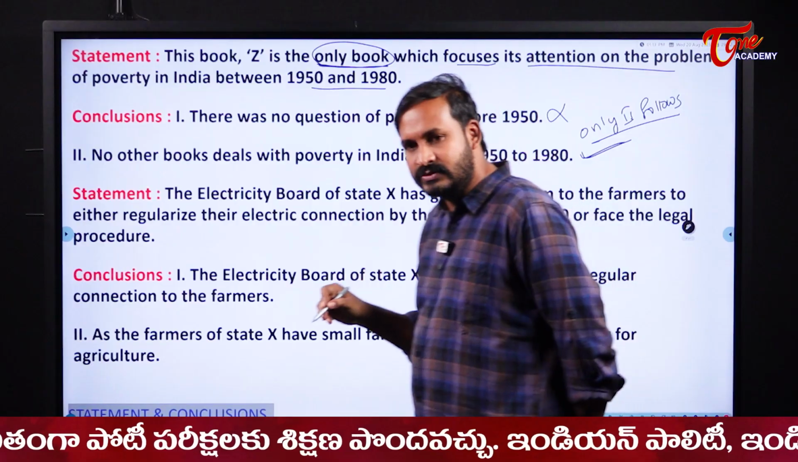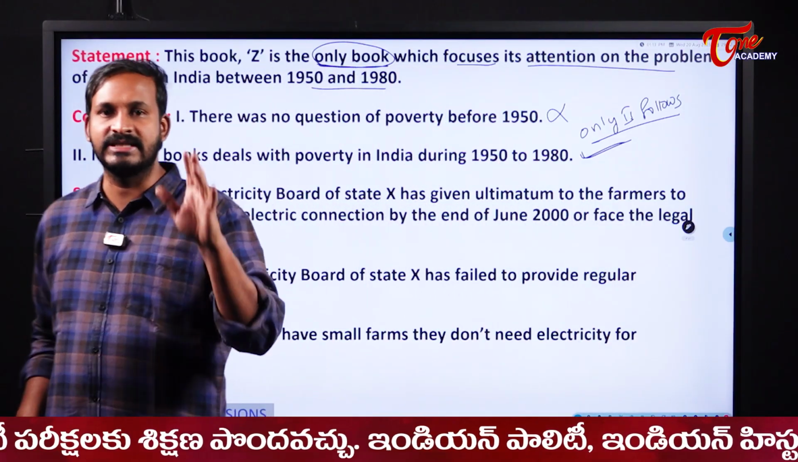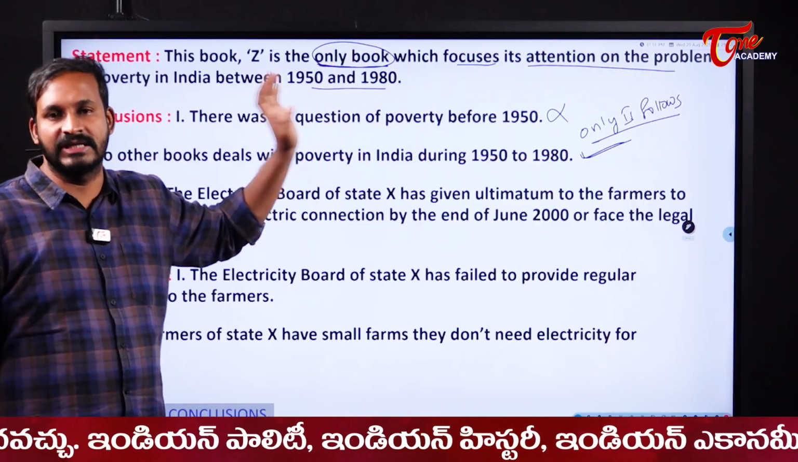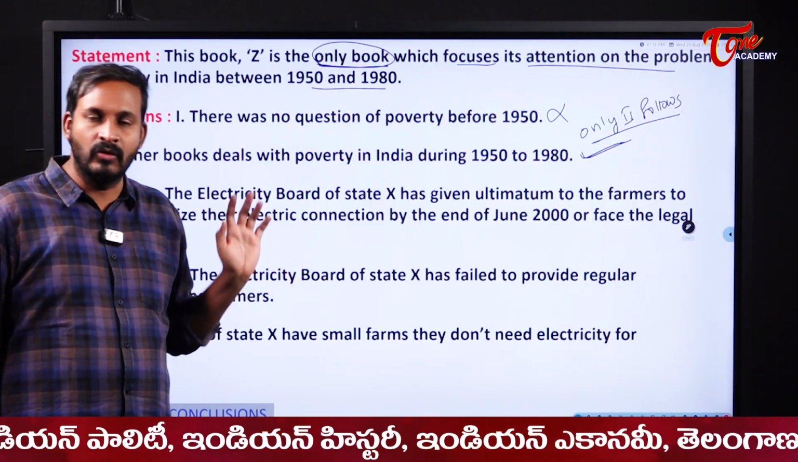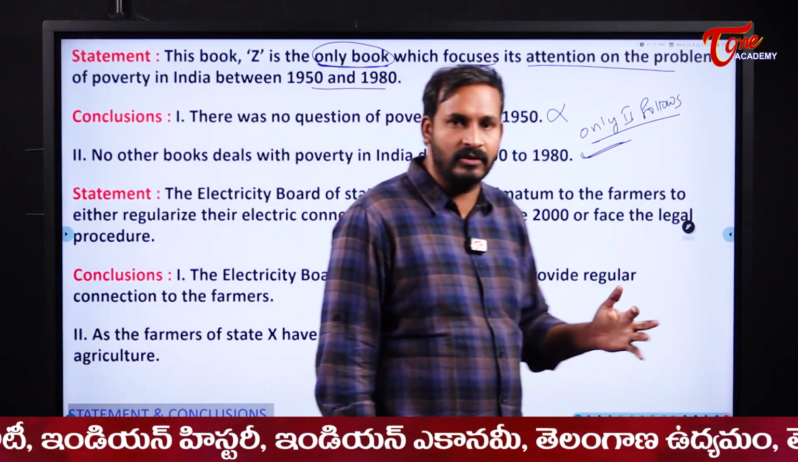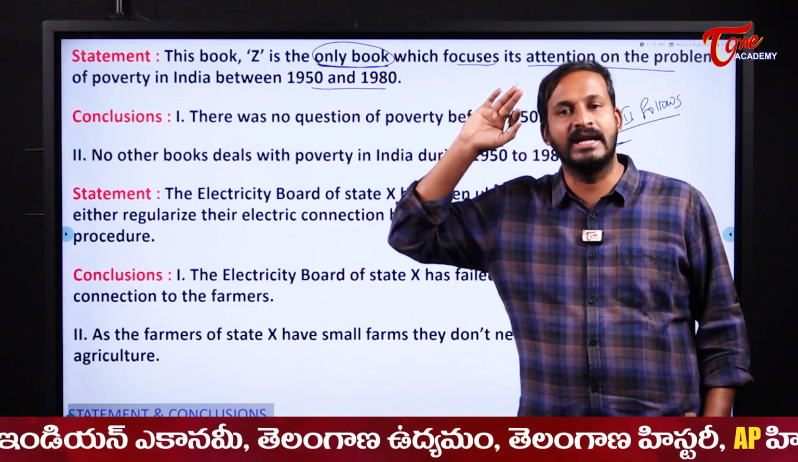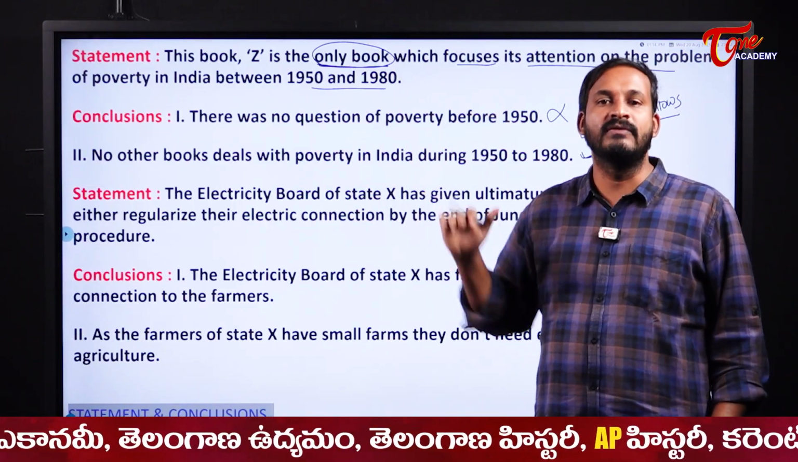See, whatever the things mentioned in the statement, we will consider it as 100% true, and keeping that as 100% true only, we are checking the conclusions. Don't make any assumption that there might be some other book. No, it is not like that. We should definitely think that the given statements are 100% correct, and based on that only, we will check the conclusions.